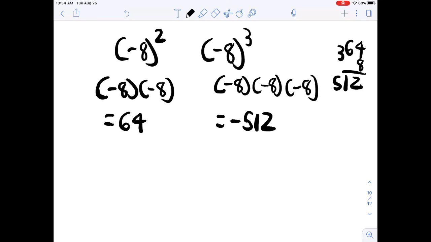Now you're probably wondering, well, it's included in the number, so it should be positive because it's not outside the bracket. But just because the negative is included inside the base doesn't mean that it's always positive, because you also have to think about the exponent. In the first example, the exponent is an even number, so the answer is going to be positive. In the second example, the exponent is odd, so that means the answer is negative. So it depends on that as well.